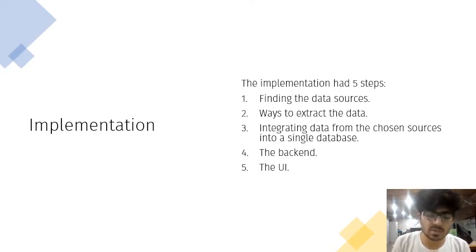Then the backend. In the backend we implement the core functionality of the system, where we call crawlers and write APIs for the frontend to use. And the fifth part is the UI, which is the most important for end users, and which connects to the APIs of the backend.